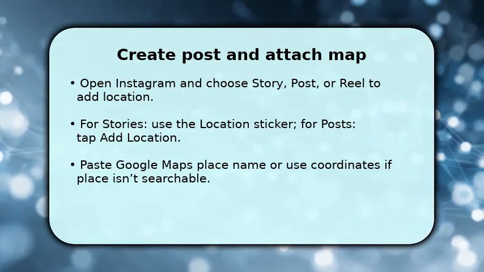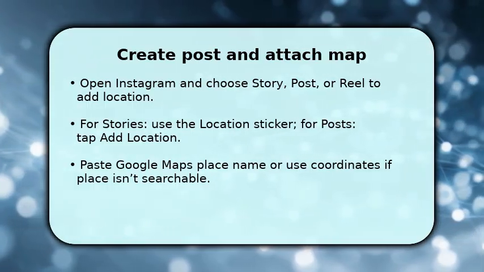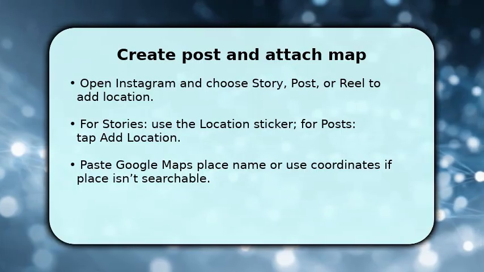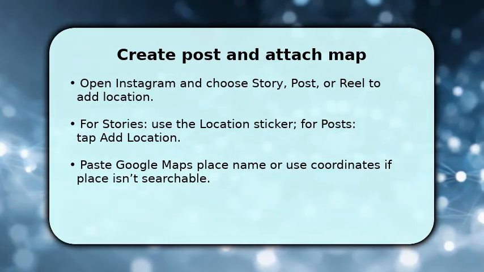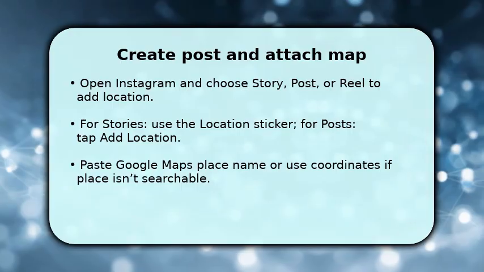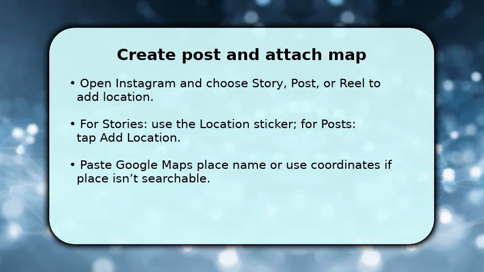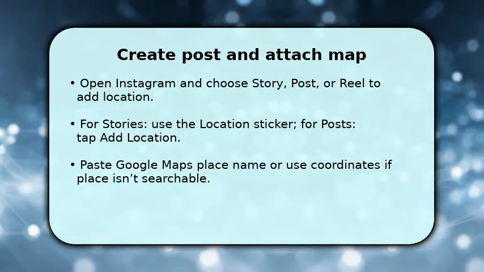If the place doesn't appear, switch to the Google Maps coordinates or the exact place title you copied earlier. This ensures Instagram links to the correct map entry. Make sure to preview how the location displays so followers can tap through.